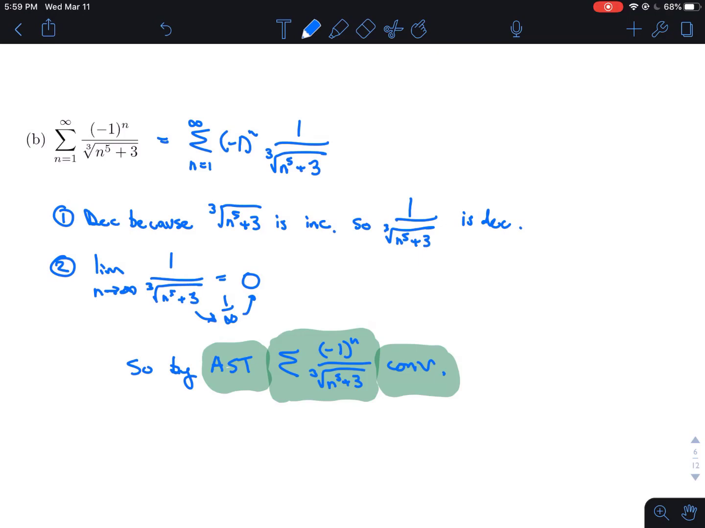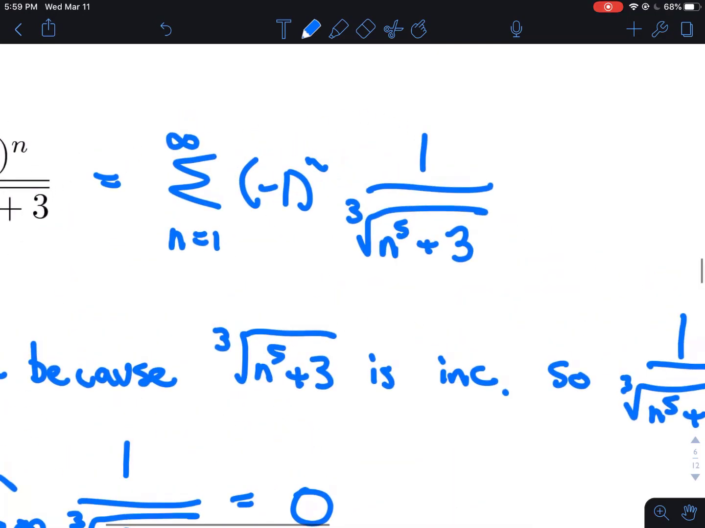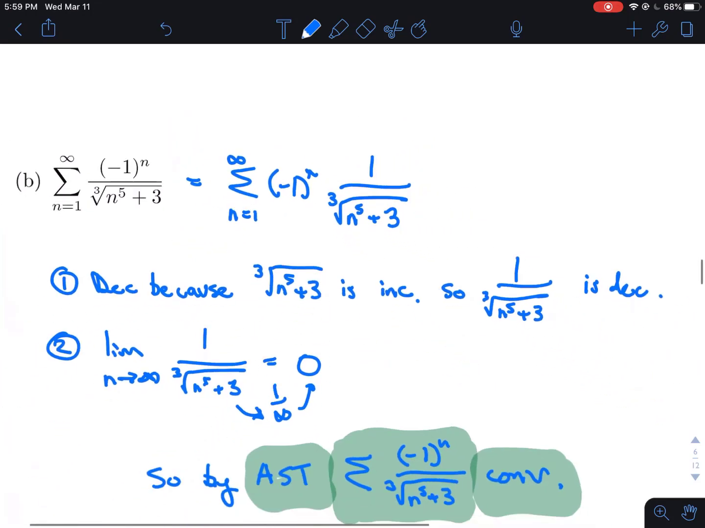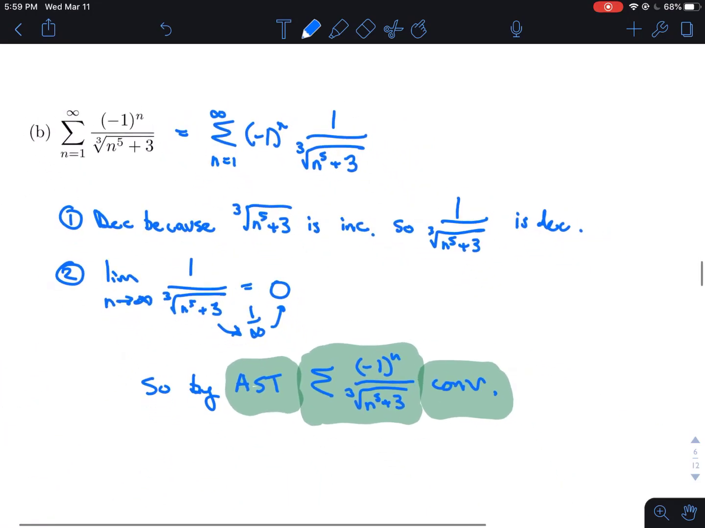All right, here is my work for my final answer. I'm realizing that this is not the most beautiful n in the world here. Sorry about that. But again, we need to break it up and look at just the positive piece for the alternating series. So that's why I've rewritten it like this. We know that it's decreasing because this function right here is increasing. Certainly n to the 5th plus 3 is increasing, and the cube root is an increasing function, so compositions there, that's going to be increasing. And so the reciprocal is decreasing. So that's half of it.